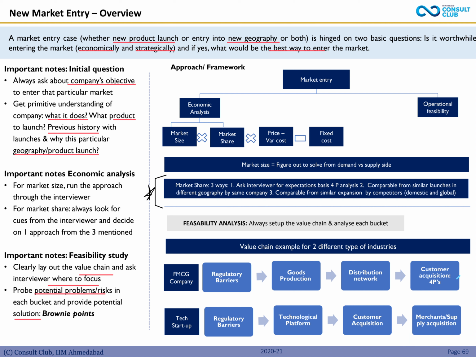Okay, so market entry is divided into two parts. First is economic analysis, and the second is operational feasibility, which we will come to in some time. In terms of economic analysis, there are two parts. Market size is how big is the market where you're trying to launch something, and market share is how much market share you can capture from it. Then if you multiply that with the price of the product you're selling, and then you reduce the fixed cost, you figure out how much money you can make from that new market.